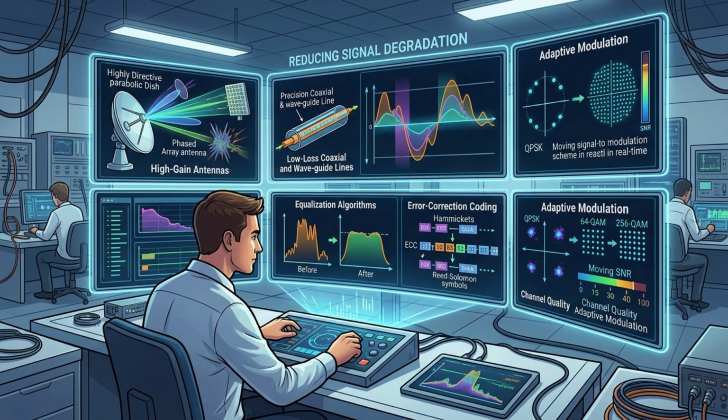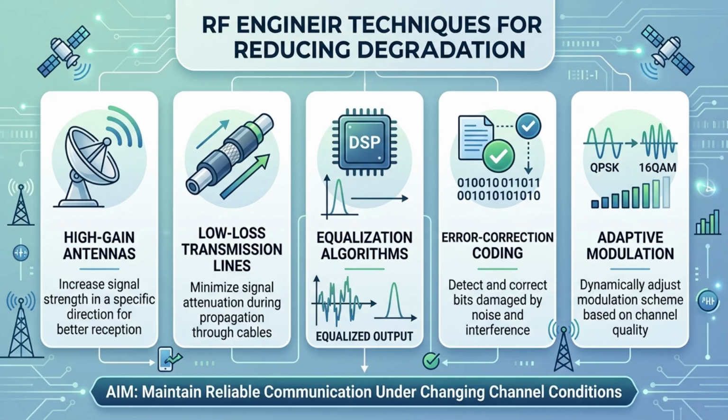RF engineers use many techniques to reduce degradation. They design high-gain antennas, employ low-loss transmission lines, implement equalization algorithms, apply error correction coding, and use adaptive modulation to maintain reliable communication under changing channel conditions. At the system level, understanding signal degradation allows engineers to predict communication range, improve receiver performance, optimize network coverage, and increase the reliability of modern wireless systems.